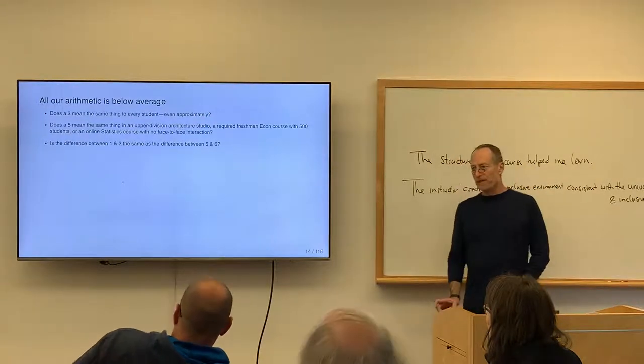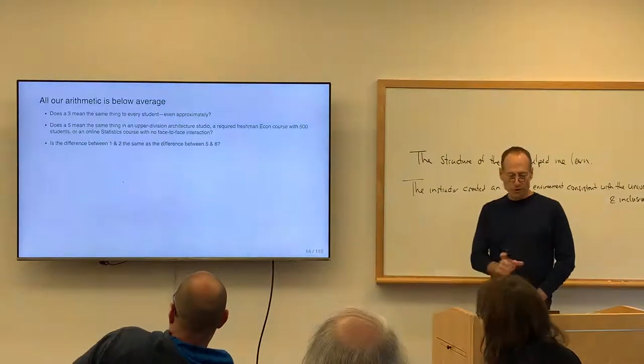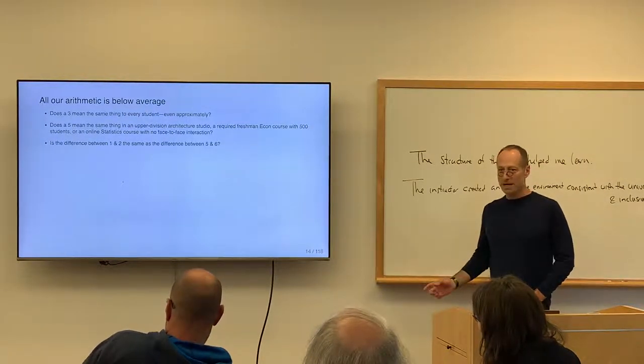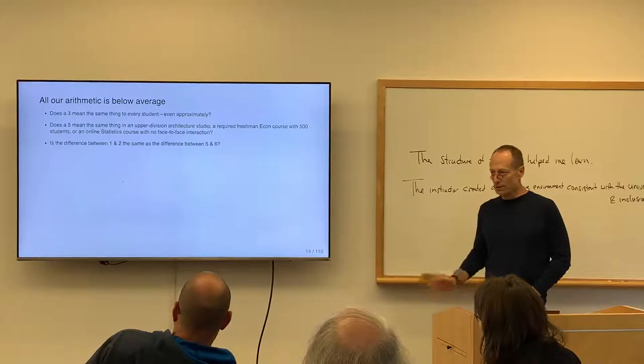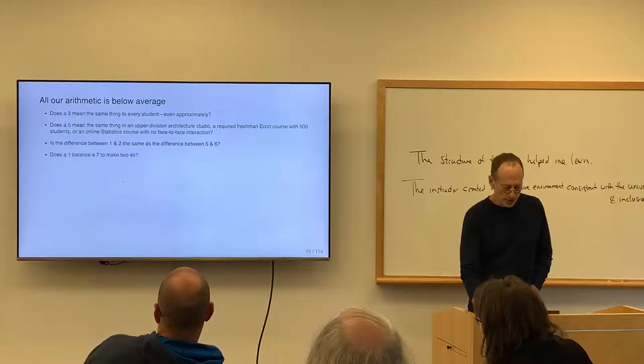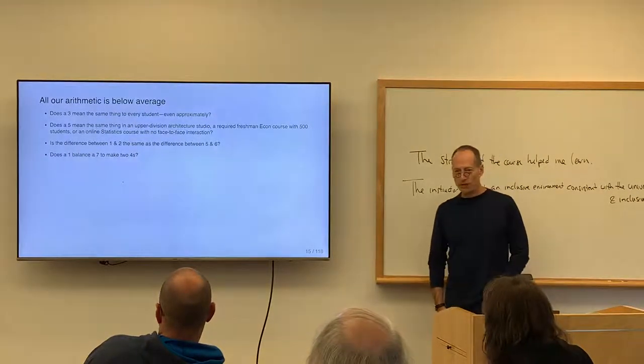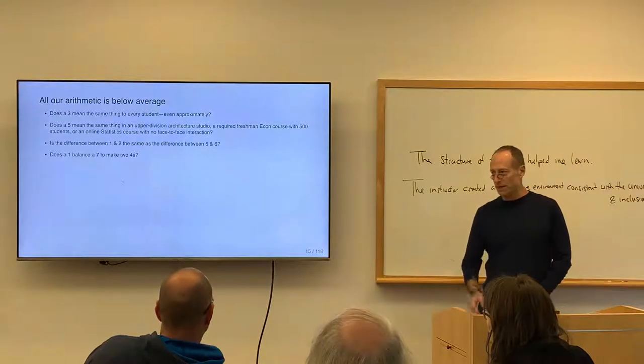For an average to make sense, you need to be working with a scale where the intervals mean something, where the difference between a 1 and a 2 means the same thing as the difference between a 5 and a 6. And I don't think that that's how it works. We'll talk about this later. Does a 1 balance a 7 to make two 4s? That's kind of what we're saying it does by taking averages.